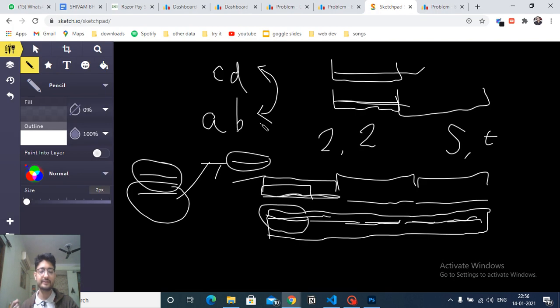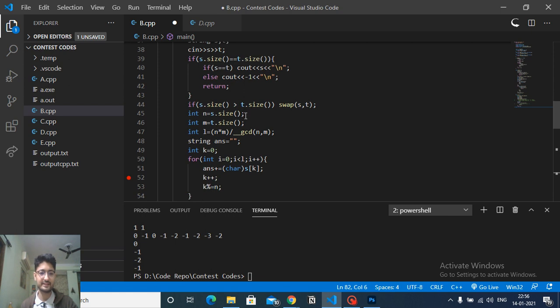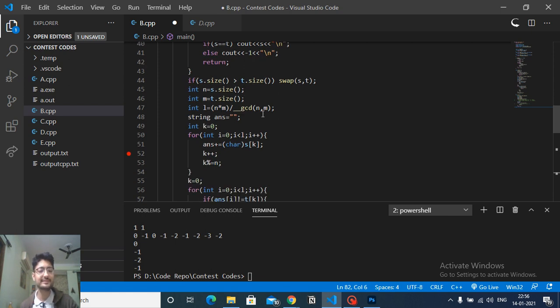Now you have to handle the case in which one of them is smaller. So I just swap them if S's size is greater, such that the string S is always smaller than the string T. Then store their sizes and find the LCM using this GCD function. The LCM is just the product of both lengths divided by the GCD, so you find the LCM of both lengths of the strings.